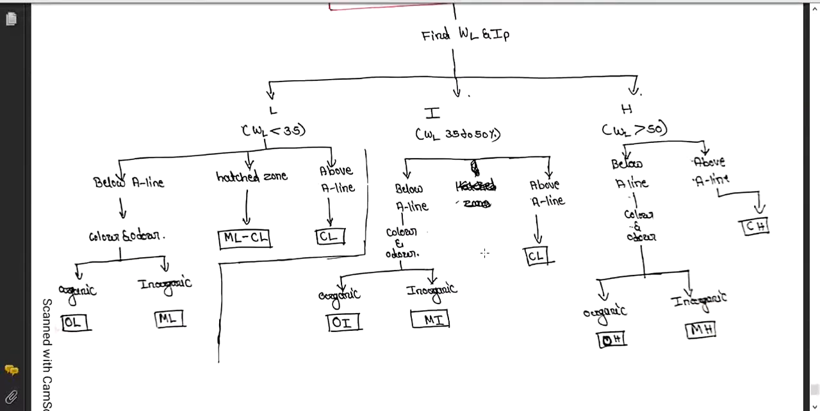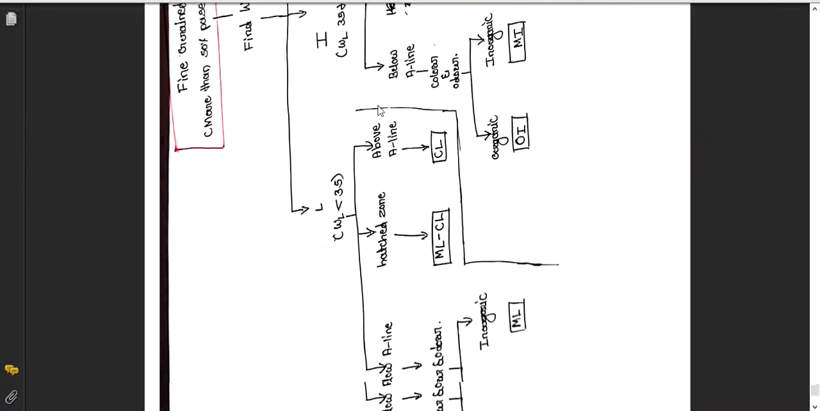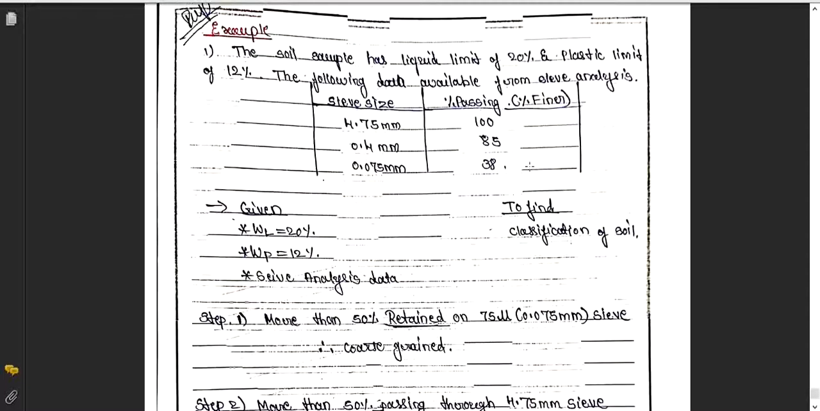I have tried to make a chart of this classification of soil, so you can go through this particular chart. If you have any doubts, you can raise your queries. Again, we'll solve a small problem on this. The problem is like this: the soil sample has a liquid limit of 20% and a plastic limit of 12%. The following data is available from sieve analysis. So they have given the liquid limit, the plastic limit, and also the data from sieve analysis.